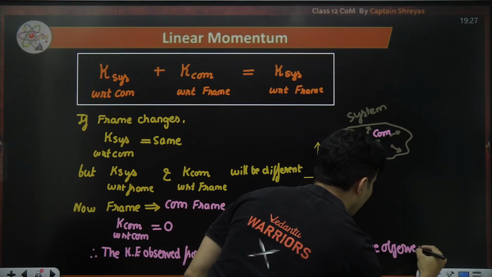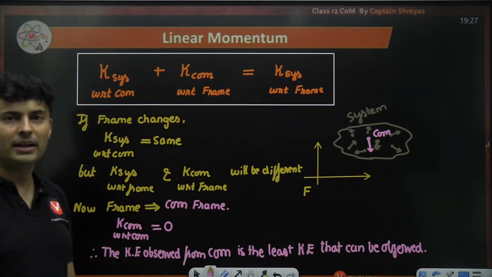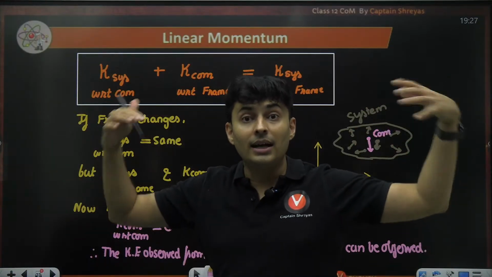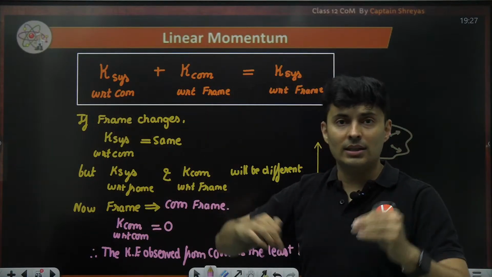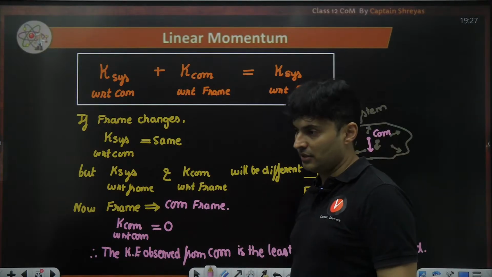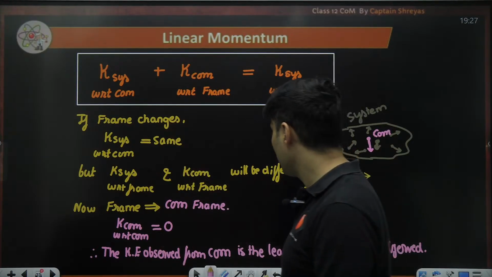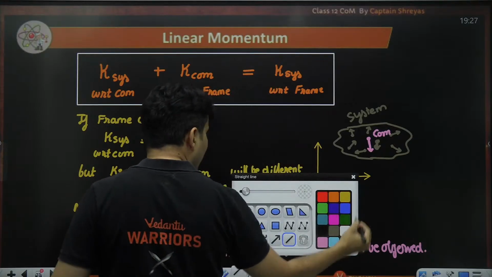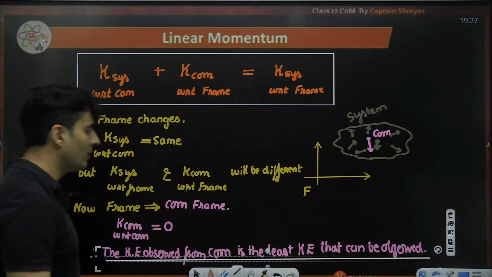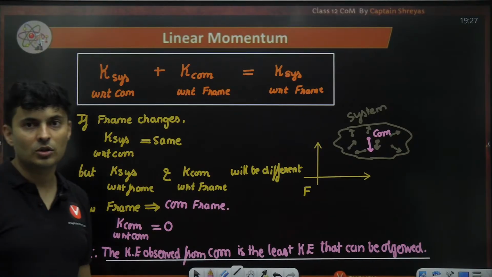You can choose any other frame, no matter which frame you choose, every time the total energy will be different and higher. But when you sit on the center of mass, the kinetic energy that you get will be the least. That is the conclusion of this, and it is a very, very important conclusion. The kinetic energy observed from the center of mass is the least energy observed.